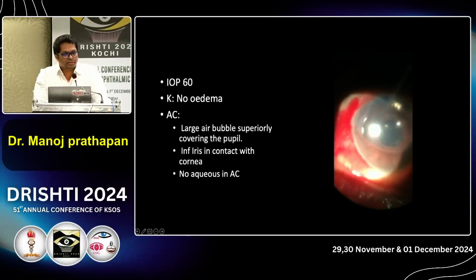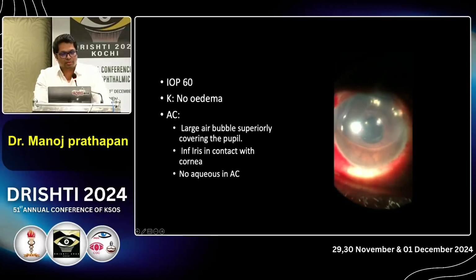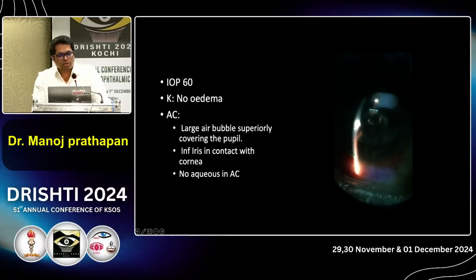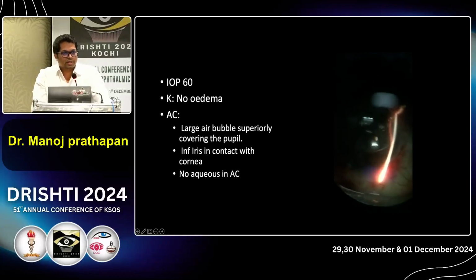The inferior iris is in contact with the cornea. So there is no aqueous in the anterior chamber at all. That is why the cornea is clear; there is no aqueous to hydrate the cornea. So you have air bubble and then the iris. Here the problem is that there is no space to do a laser peripheral iridotomy. Either it is iris or air. So in this situation, what can we do?